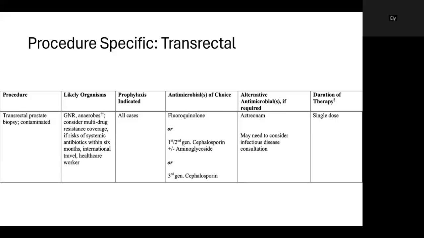Another thing that has to be taken into account for this population is they're more at risk for multi-drug resistant organisms. Patients who received systemic antibiotics in the past 6 months, who traveled internationally, or even healthcare workers should be given broader spectrum antibiotics in these cases to account for that MDR status. And another thing that we have at our disposal is consulting infectious disease to figure out the optimal antibiotic to use.